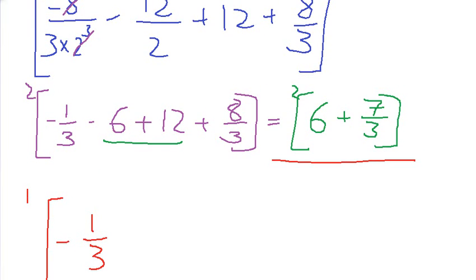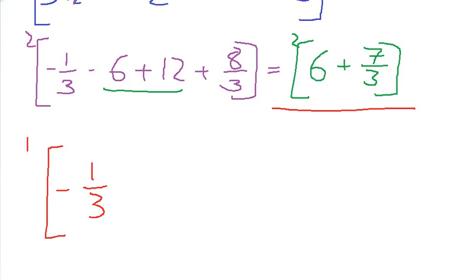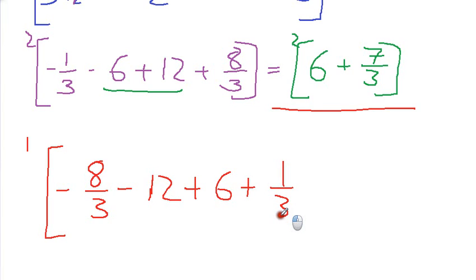So we're going to get minus 1 over 3. Are we going to get minus 1? No, I'm lying. We're going to get minus 8 over 3. We have minus 8 over 3, minus 12, plus 6, plus 1/3. There we are. So that's our thing when we put number 1 in.